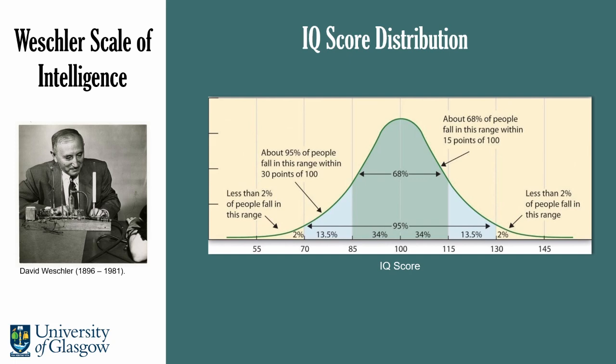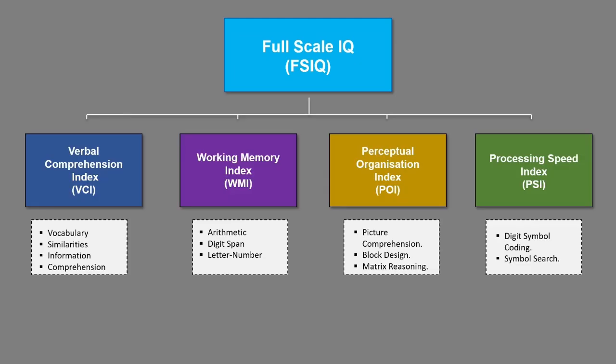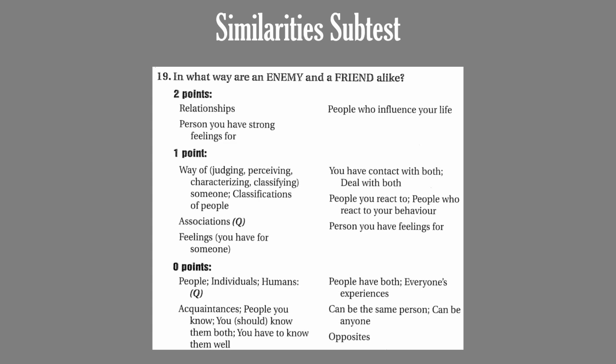Within the Wechsler scale of intelligence, there are 4 index scores representing the major components of intelligence. For example, the Verbal Comprehension Index assesses language ability, such as how well you can describe words or concepts, or even answer general knowledge questions. Language ability can be measured using the similarity subtest, whereby someone is asked how 2 concepts are related. The response is then scored depending on the answer given.